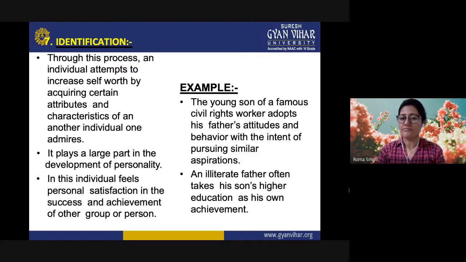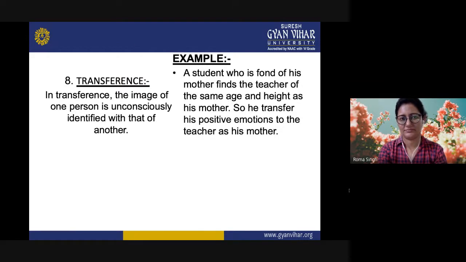So, an illiterate father often takes his son's higher education as his own achievement. This is how an illiterate father has identified with what he was not able to achieve. Now, his son has achieved that higher education. So, he is considering his son's achievement as his own achievement. This is how the identification behavior takes place.